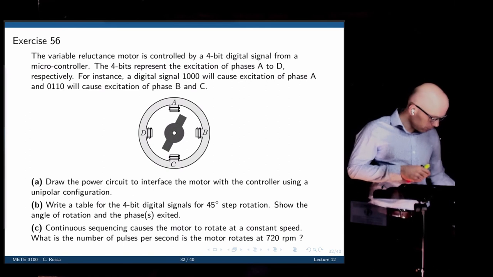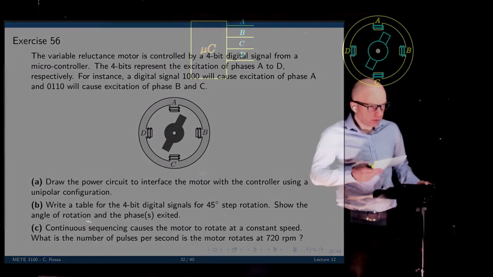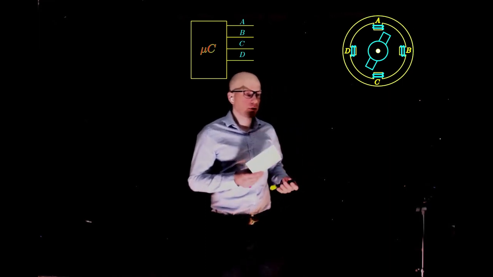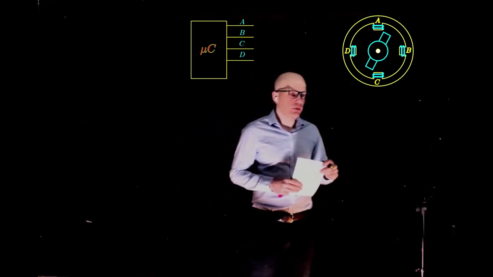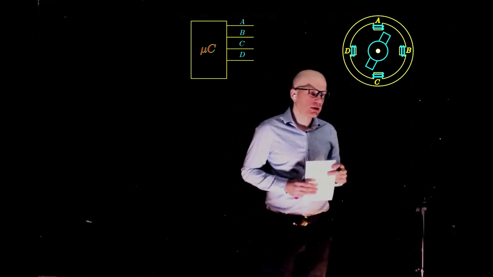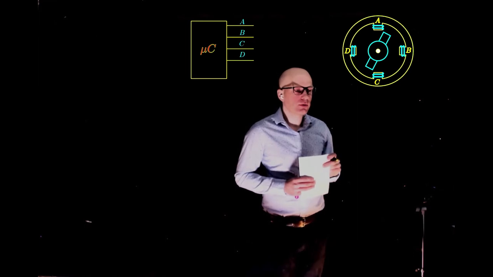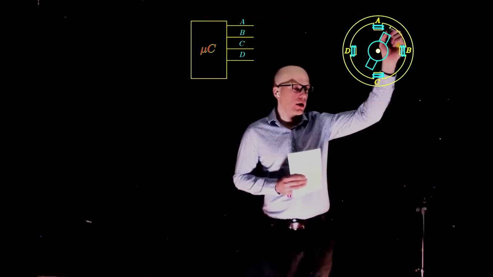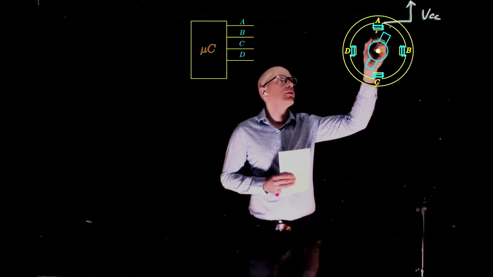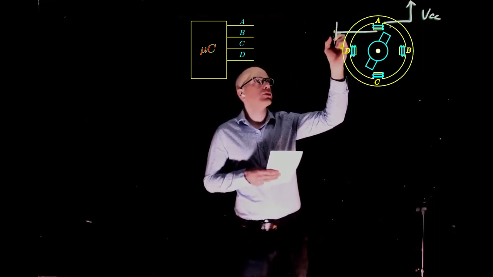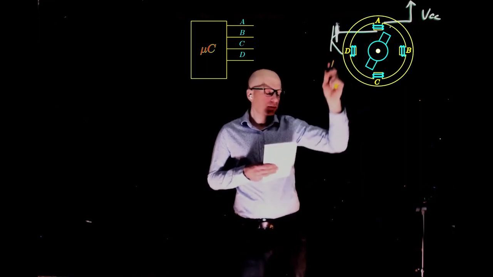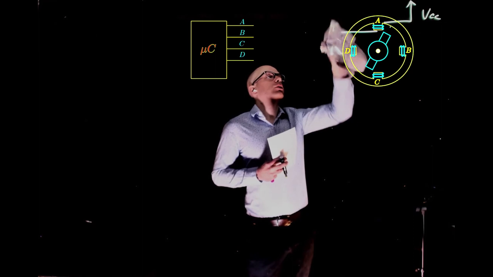Let's do this one step by step. So let's just start with the problem itself. This is a reluctance motor and we want a unipolar configuration for this. So how are you going to do a unipolar configuration to drive this system? Well, if it's unipolar, all we need to do is use MOSFETs. Now we are doing one coil at a time. So we could do, for example, coil A here. We can connect coil A to the power source, VCC. Take the other end of coil A and put it through a transistor. Let me do this properly.